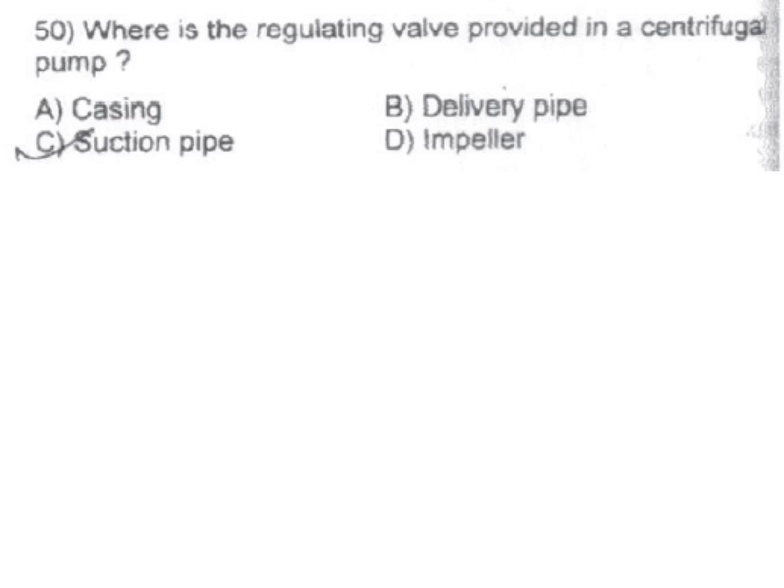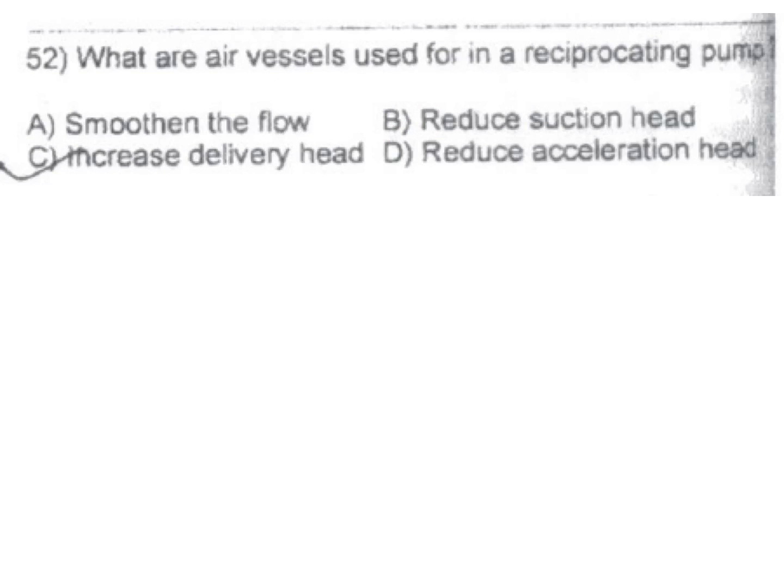Question is, where is the regulating valve provided in a centrifugal pump? It's delivery pipe. A regulating valve they are providing in delivery side. What are air vessels used for in a reciprocating pump? This question was asked in IAS also. Smoothen the flow. A is the answer.